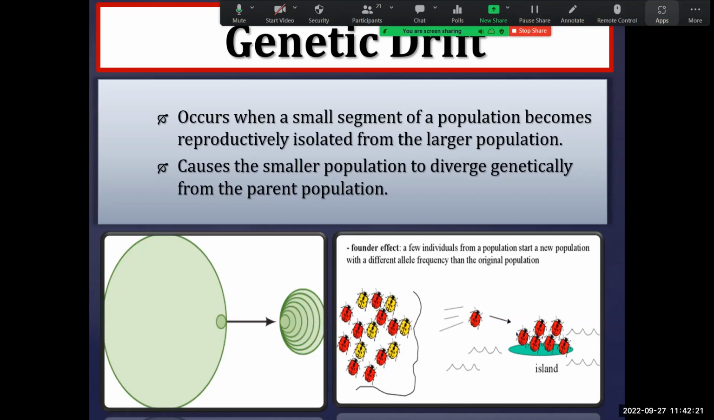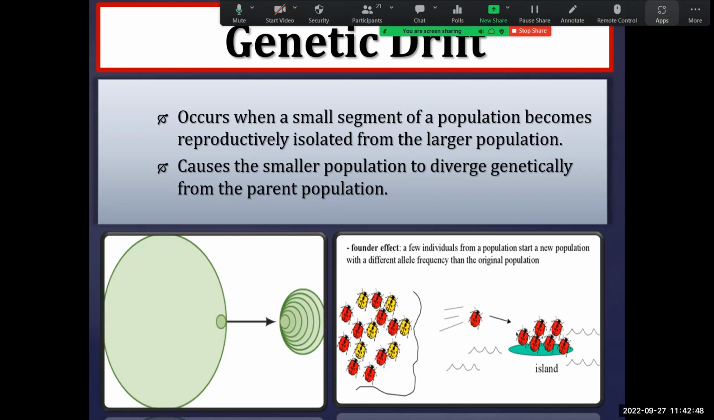And it results or causes a smaller population type to diverge genetically from the parental population. So eventually, genetic drift or the founder effect can result in speciation events, or essentially species diverging from the parental population. So in the image on the right, it shows the founder effect again. A few individuals from a population start a new population with a different allele frequency than the original population.